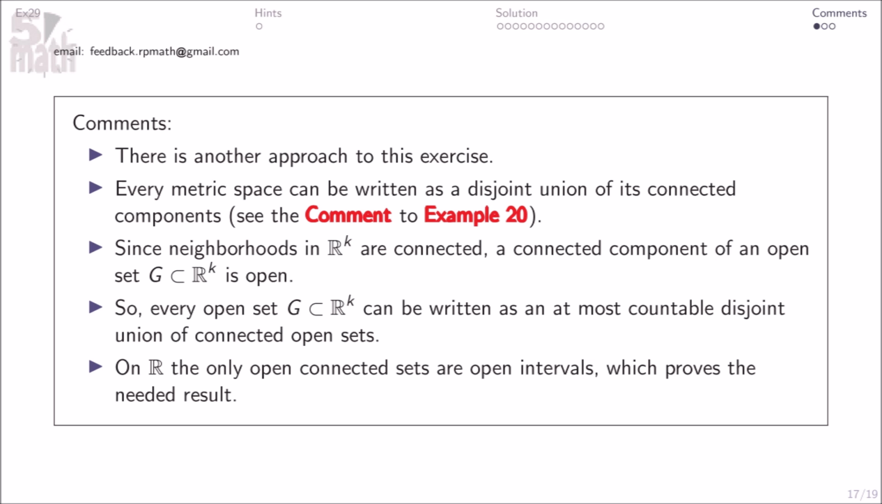Comments. There's another approach to this exercise. Every metric space can be written as a disjoint union of its connected components. See the comment to example 20. Since neighborhoods in Rk are connected, a connected component of an open set G subset Rk is open. So every open set G subset Rk can be written as an at most countable disjoint union of connected open sets. On R, the only open connected sets are open intervals, which proves the needed result.